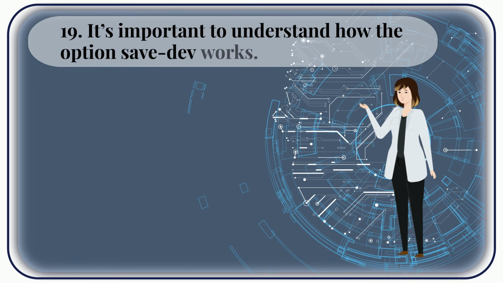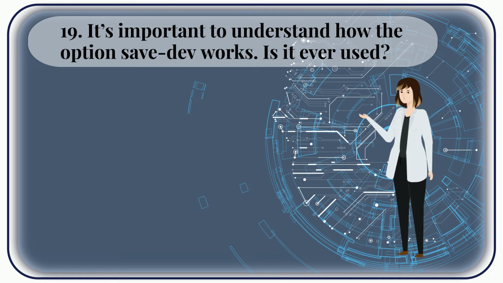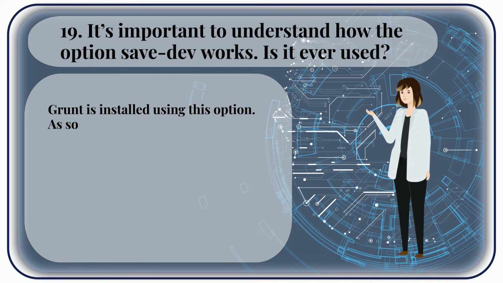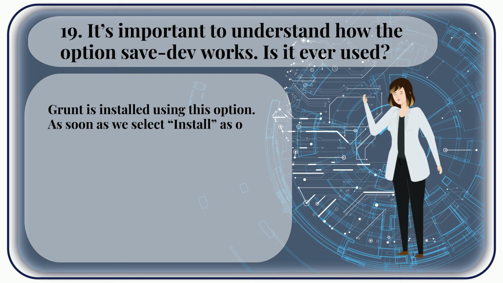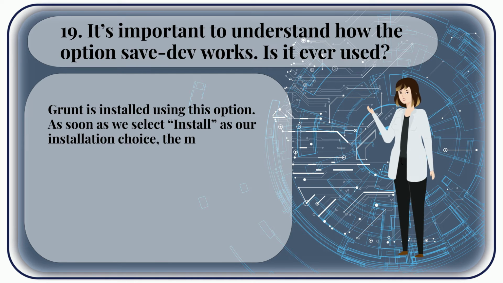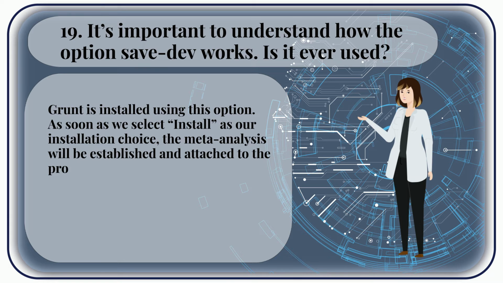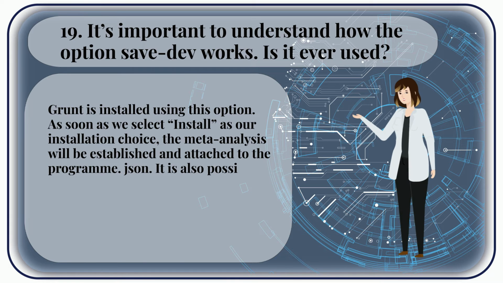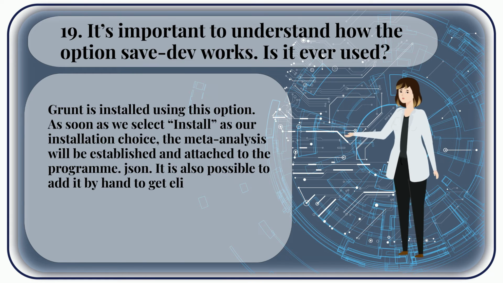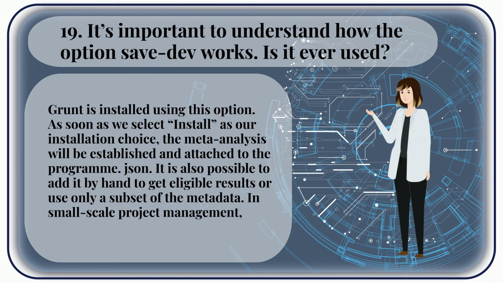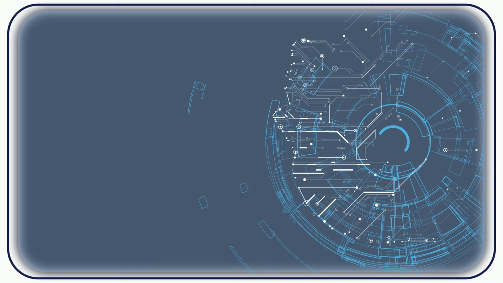19. It's important to understand how the option save-dev works. Is it ever used? Grunt is installed using this option. As soon as we select install as our installation choice, the metadata will be established and attached to the package.json. It is also possible to add it by hand to get eligible results or use only a subset of the metadata. In small-scale project management, this is a frequent strategy.